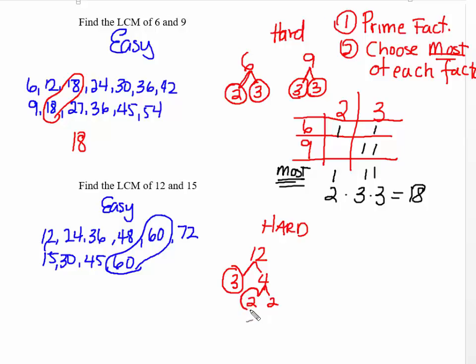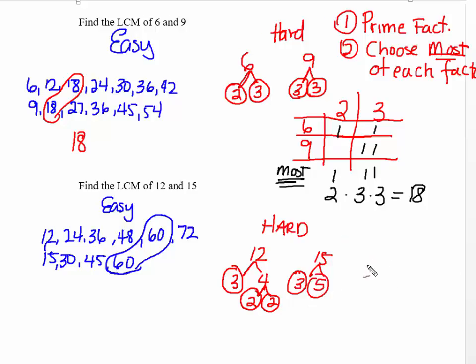So now once it's prime is where I circle and where I stop. The 4 I didn't circle because that wasn't prime. I could still break that down. So let's look at 15. 15 can be broken down into 3 and 5, and both of those are prime.